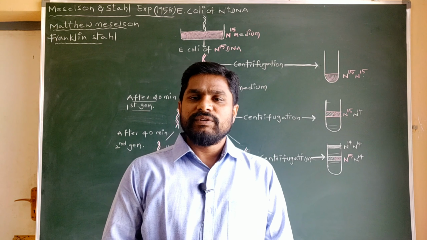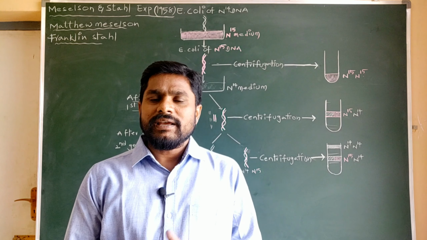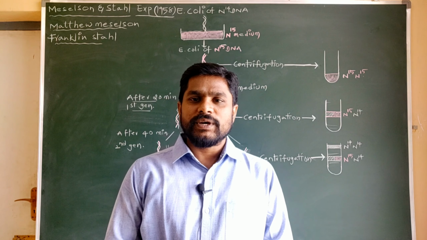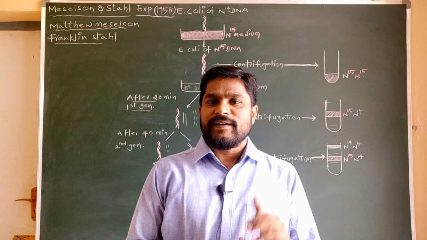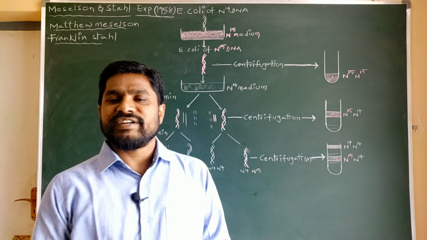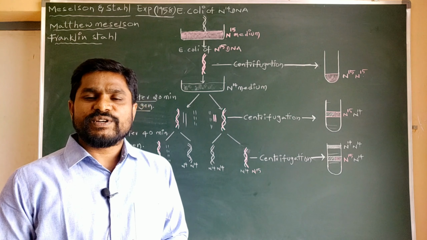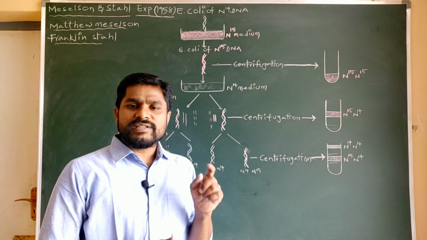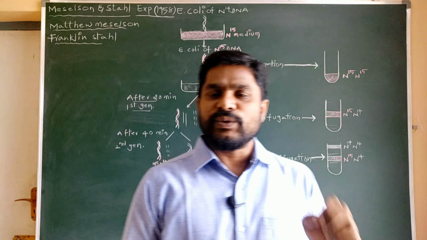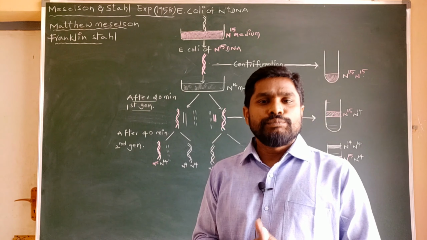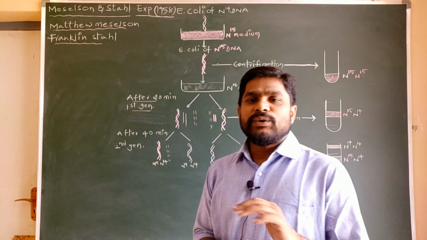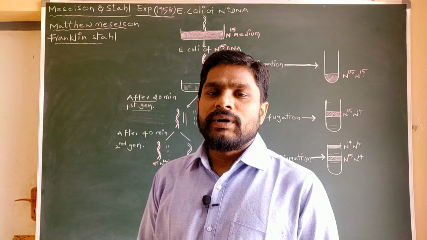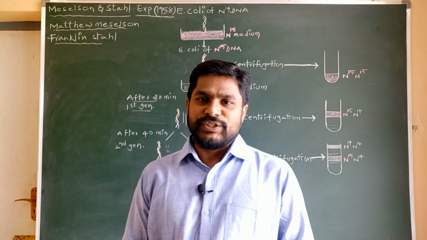In the last video, we were discussing the three models of DNA replication: the semi-conservative model, the dispersive model, and the conservative model. Among these three models, only the semi-conservative model of DNA replication has experimental proof. The remaining two don't have any experimental proof for DNA replication.